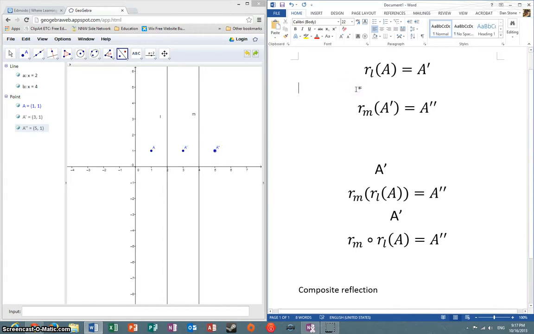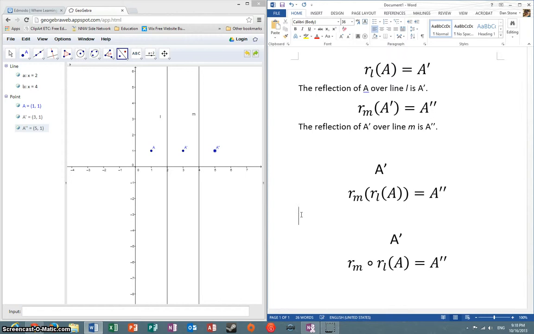And if we want to see how these look, we can read through these. This first one up here would say the reflection of A over line L is A prime. Similarly, this is the reflection of A prime over line M is A double prime. This one, if we wanted to put it into words, it's going to be a little wordy, but we could do it.